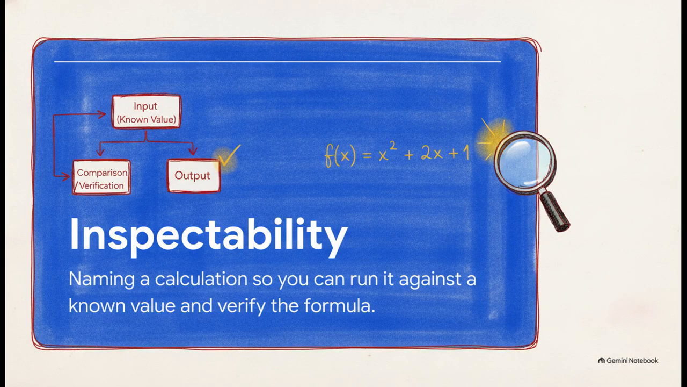Another massive advantage here is inspectability. Because think about it, how do you actually trust your tool? Well, when you take a calculation and you give it a name, you make it inspectable. You can run it against a known value, meaning an input where you already know the exact answer. If the output matches your expectation, boom, you have instantly verified that you wrote the exact math you intended to.